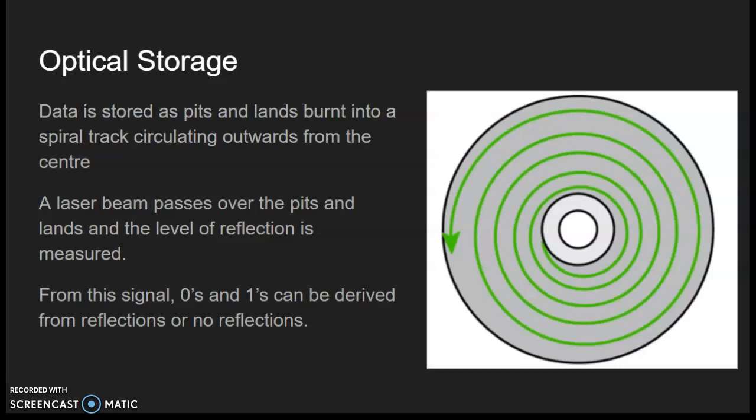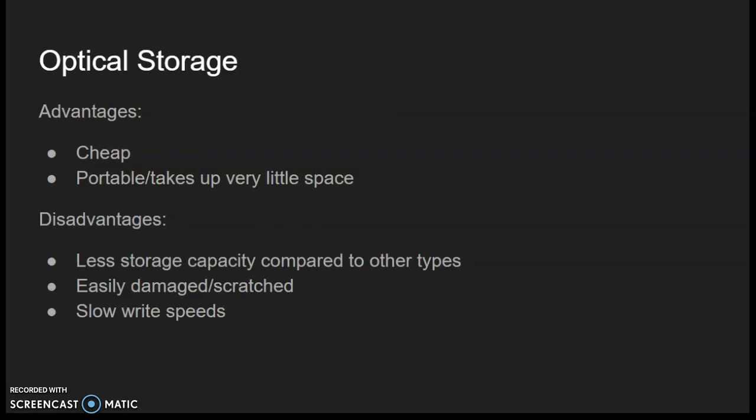Optical storage. Data is stored as pits and lands burnt onto a spiral track, circulating outwards from the center. Not going to spend too long on this one, but a laser beam passes over the pits and lands, and the level of reflection is measured. From this signal, zeros and ones can be derived from the reflections or no reflections. It is just incredible the way that those zeros and ones can be interpreted to give you things like music, to give you things like watching a DVD, watching something on a telly. It's just unbelievable the way that technology has advanced, and even that they're being now left behind.